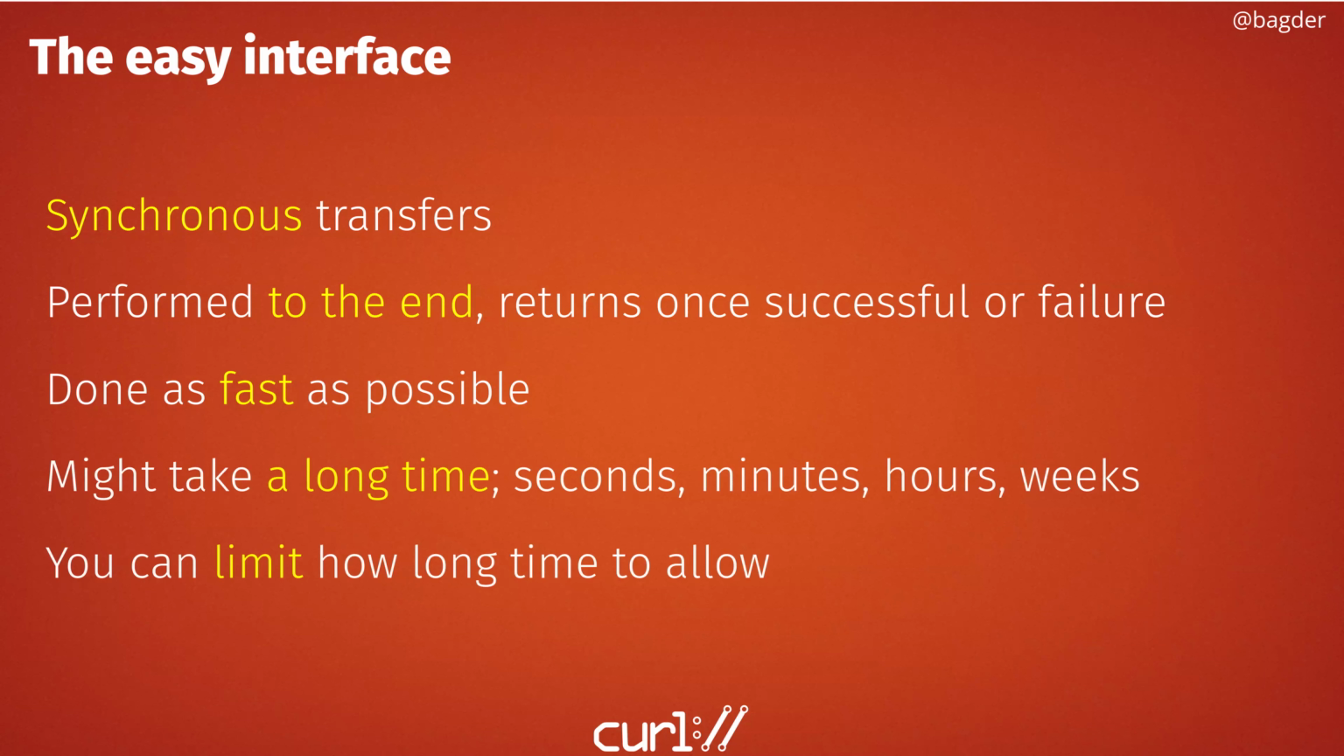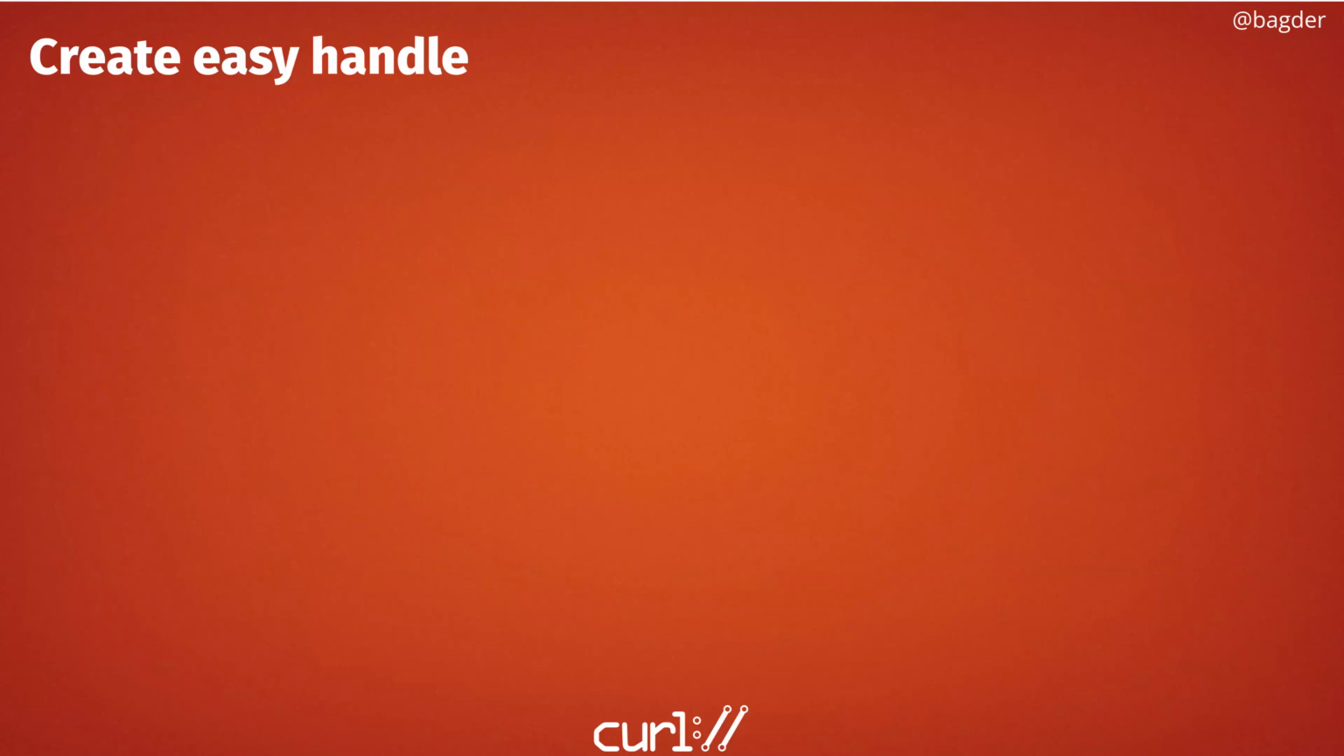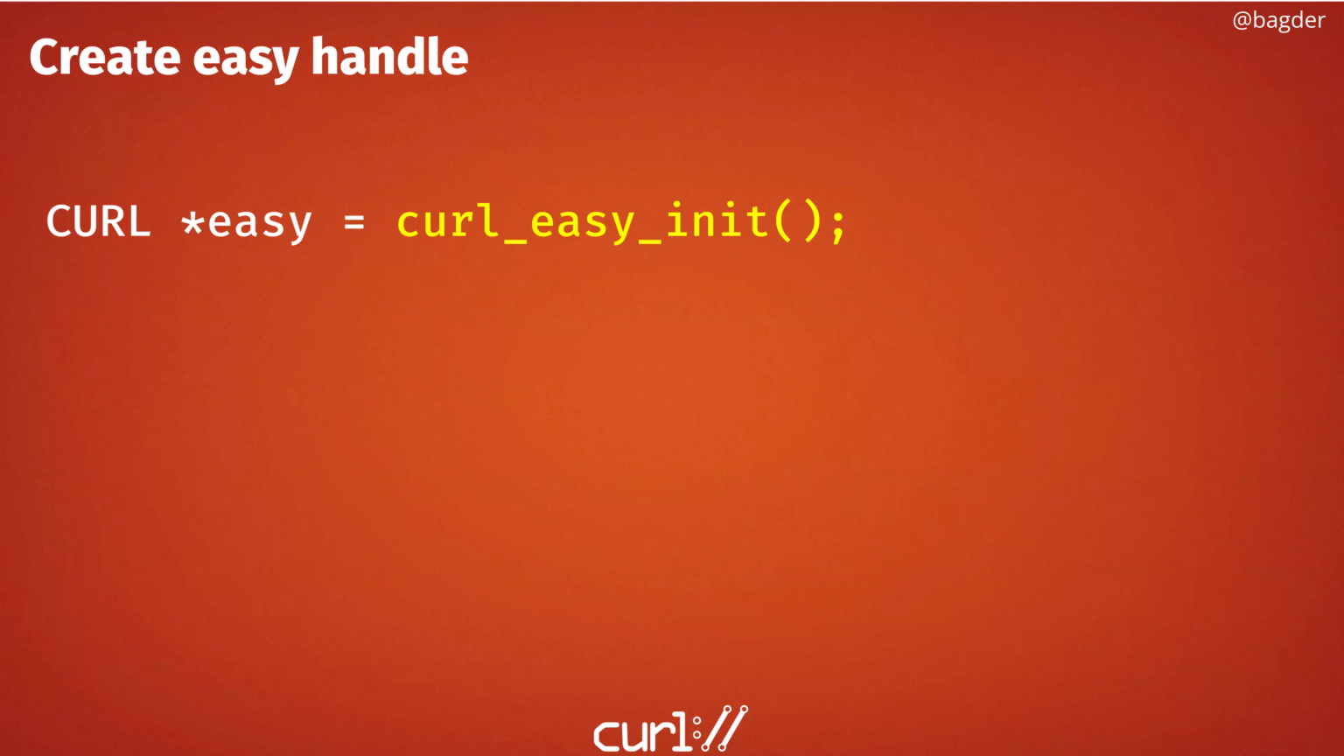And you can then set options to limit, for example, how long it'll be allowed to take or how fast it will be allowed to perform and so on. So you can tweak that. So you create an easy handle with the function called curl_easy_init. Easy because it's an easy handle, and init because we have a lot of setups like that. Init to create it, cleanup to kill it.